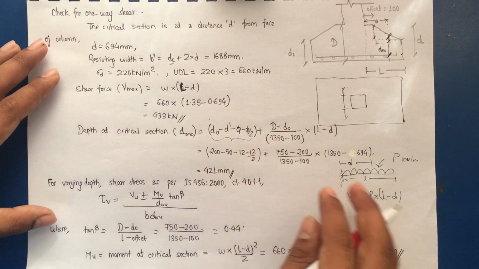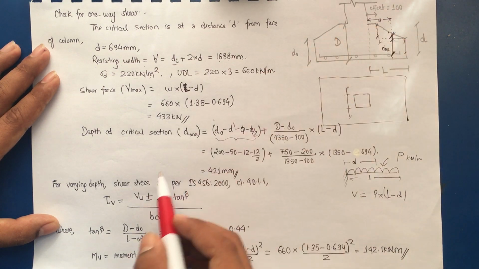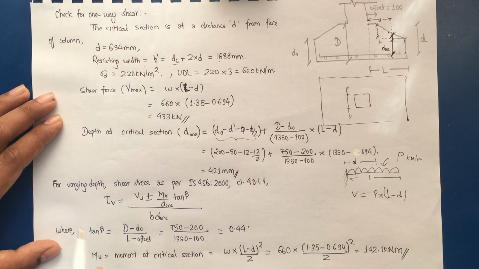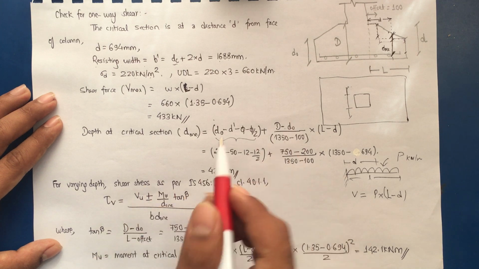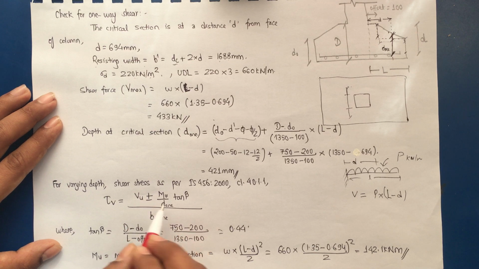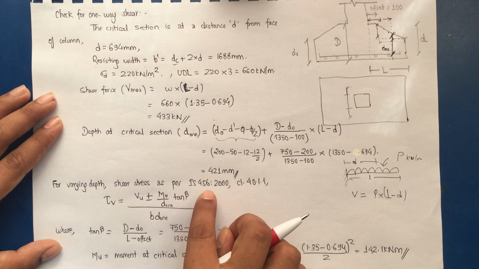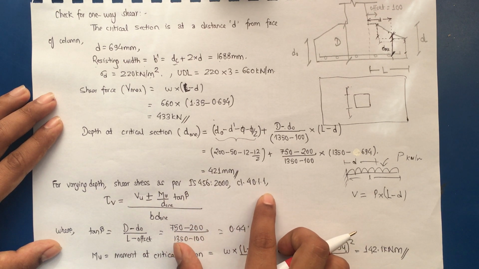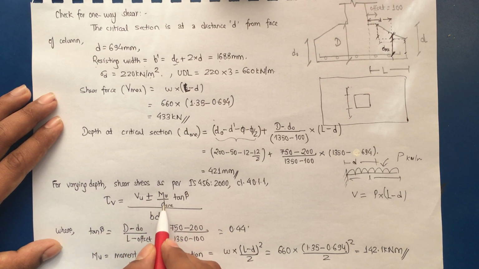So this is the depth at the critical section, and we have to check whether this depth is sufficient for resisting the shear. Another difference is in calculating the shear stress. For a regular rectangular beam we computed shear stress as VU by BD, but for a varying depth the shear stress is computed with this formula as per IS 456 2000 clause 40.1.1: tau V is equal to VU plus minus MU by D one way, that is the depth at the critical section, into tan beta, divided by B into D one way.